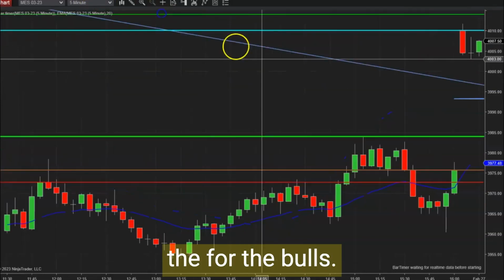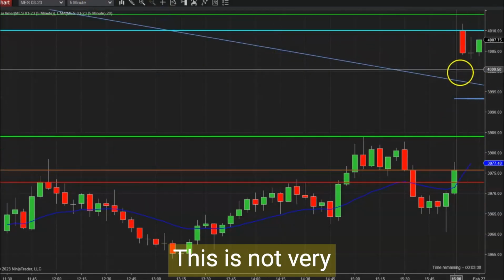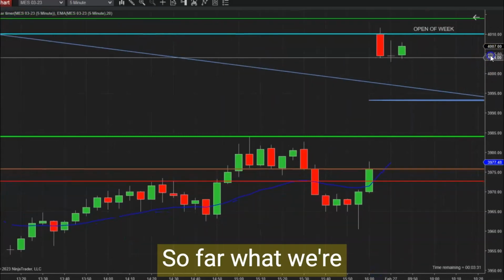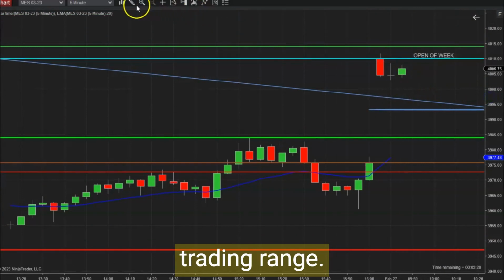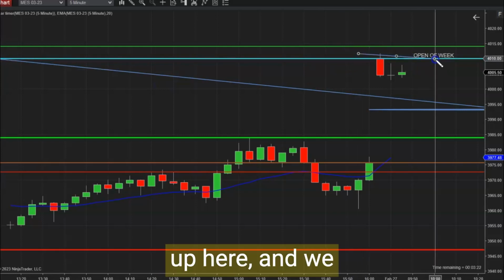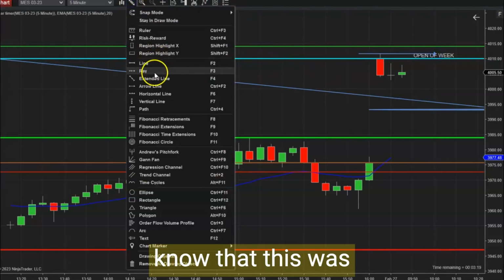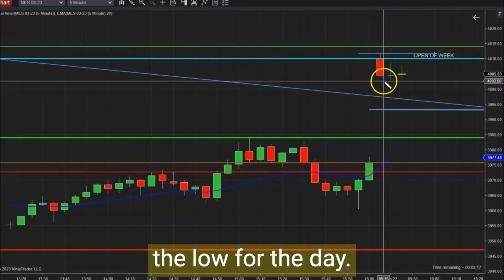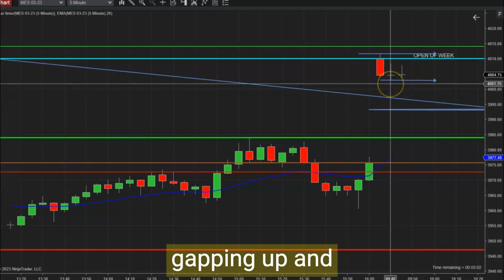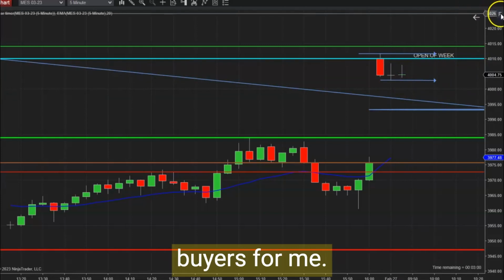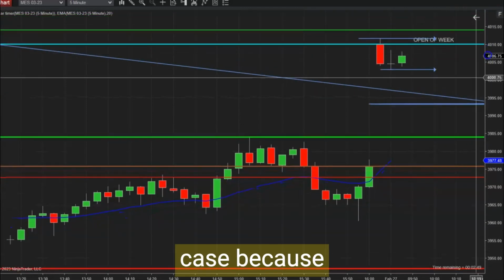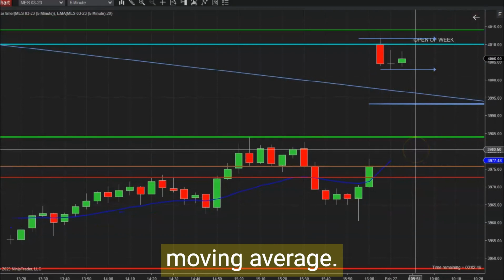So for the bulls, okay, this is not very convincing yet, right? This could also be a trading range open. So far, what we're looking at is a trading range. So we know that this was the high so far for the day up here. And we know that this was the low for the day. On the sheer fact that we're gapping up and we're not finding buyers, for me, it's opening up to the bear case because we're so far above the moving average.